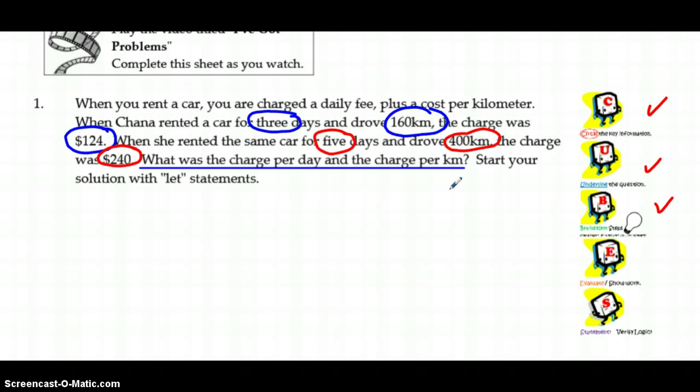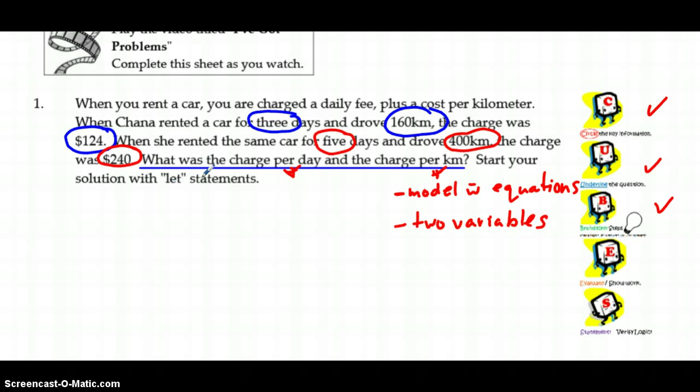Now, because we've been dealing with linear systems, that gives us a bit of an indication of where your teacher probably wants you to go, okay? But ideally with math, if we can model things either graphically or algebraically, so if we can somehow model this with equations, okay, that's going to be helpful. Also focusing on what the question is looking for. What was the charge per day and the charge per kilometer? So there's two things we're solving for. We have two unknowns or two variables.